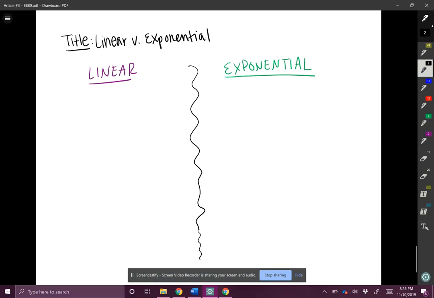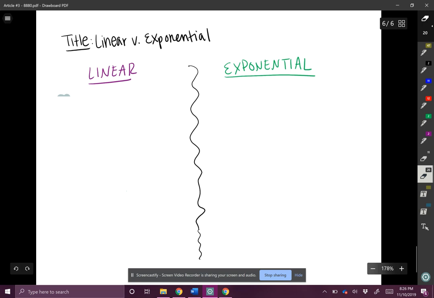This video is over the difference between linear and exponential functions. In your notebook, please write your title of linear versus exponential. We're just going to review linear since this is something we've worked with so far this year in several different aspects. All linear functions are written as f of x.